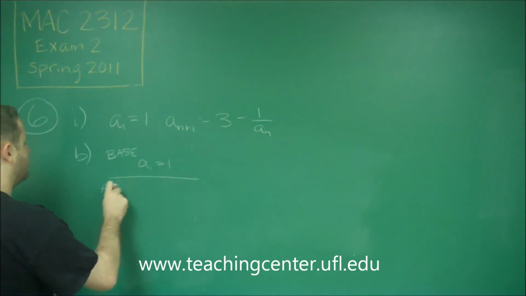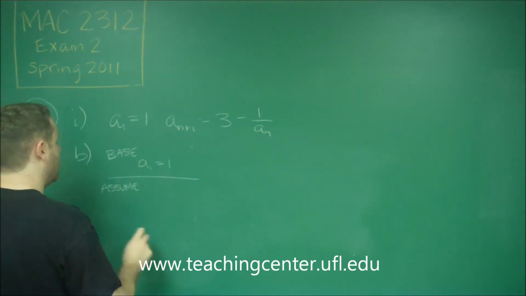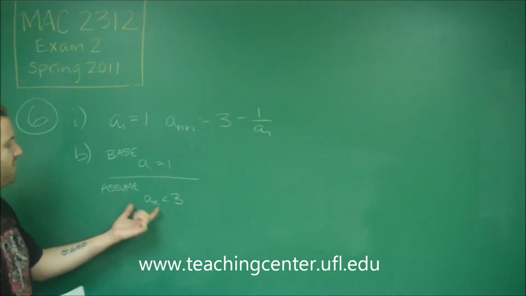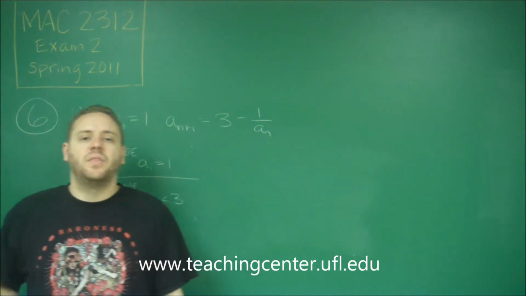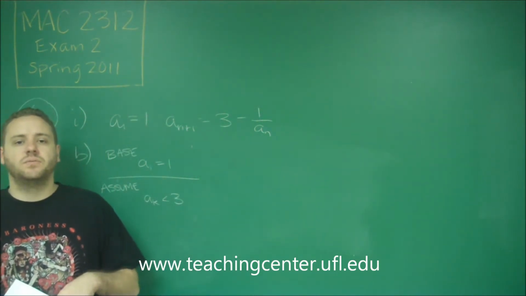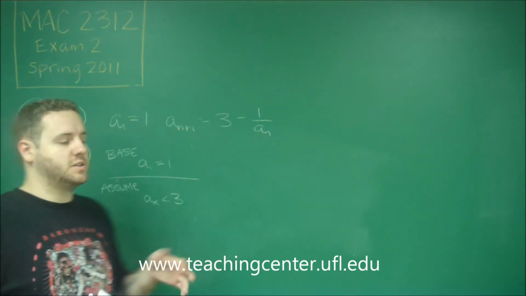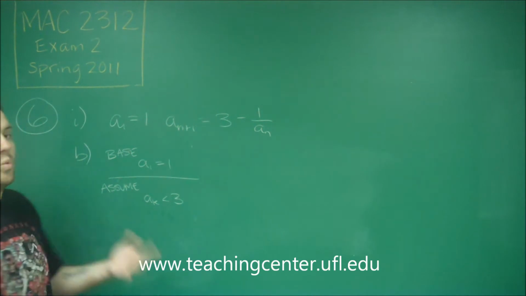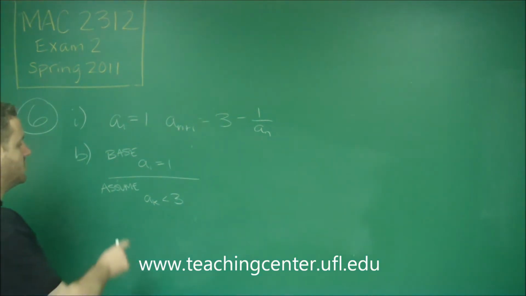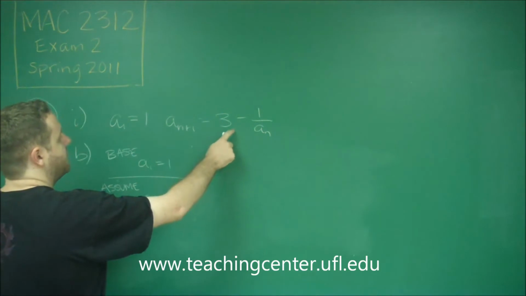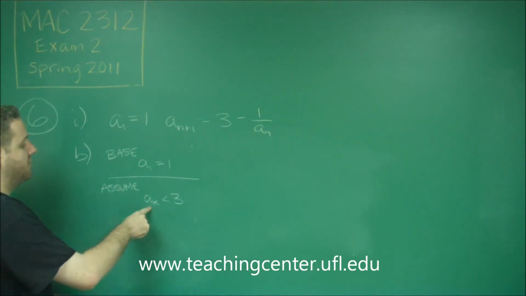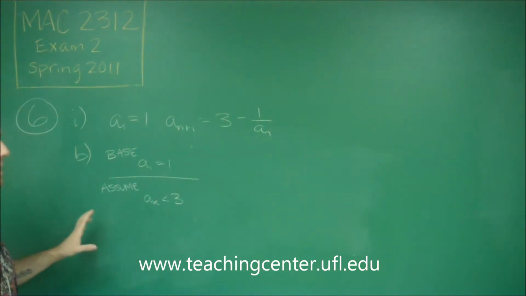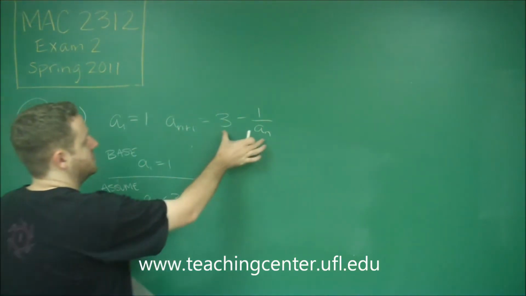So now we're going to assume that some a sub k is less than 3. If from this assumption we're able to gather that a sub k plus 1 is also less than 3, then we're done with mathematical induction. So we're going to try to transform this inequality to be a sub k plus 1 is less than 3. Again, we're going to have to use this formula to convert a sub k to a sub k plus 1, so we need to get one side of the equation to look like this.